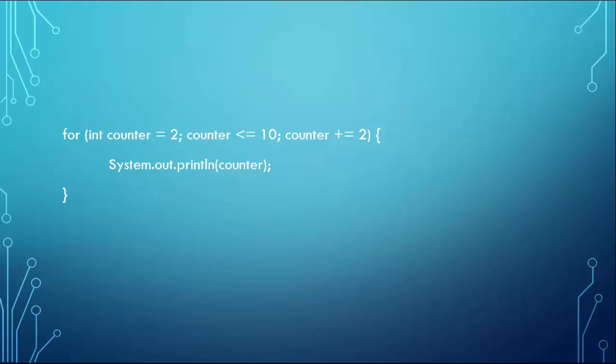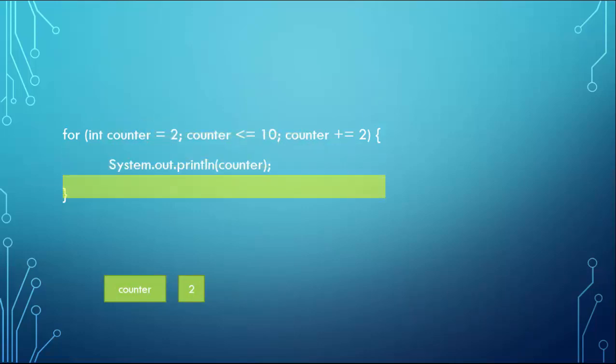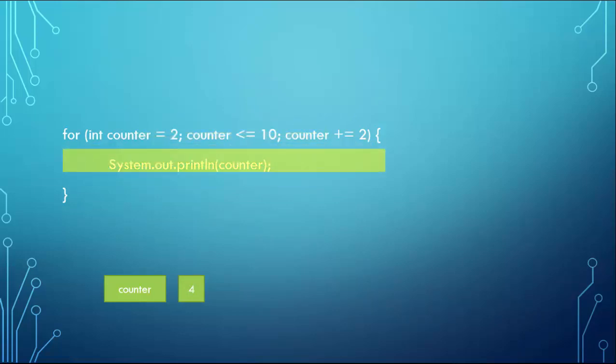So let's see it in action. First, we'll start with this line. We'll do the initialization step. So we create the variable counter. We set it equal to 2. The condition, 2 is less than or equal to 10, so we'll display 2 on the screen. We hit the end of our for loop, so we go to the update. Counter is now 4. 4 is less than or equal to 10, so we'll display 4 on the screen.